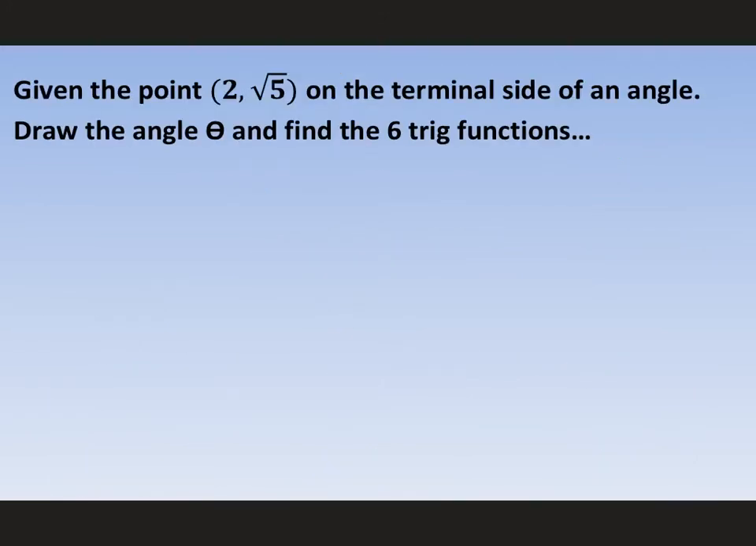Let's go ahead and try our problem. This is what a lot of our problems from the homework tonight are going to look like. It says, given the point (2, square root of 5) is on the terminal side of an angle, so that's our terminal side we're going to use right here. This 2 is our x value, and this square root of 5 is our y value.